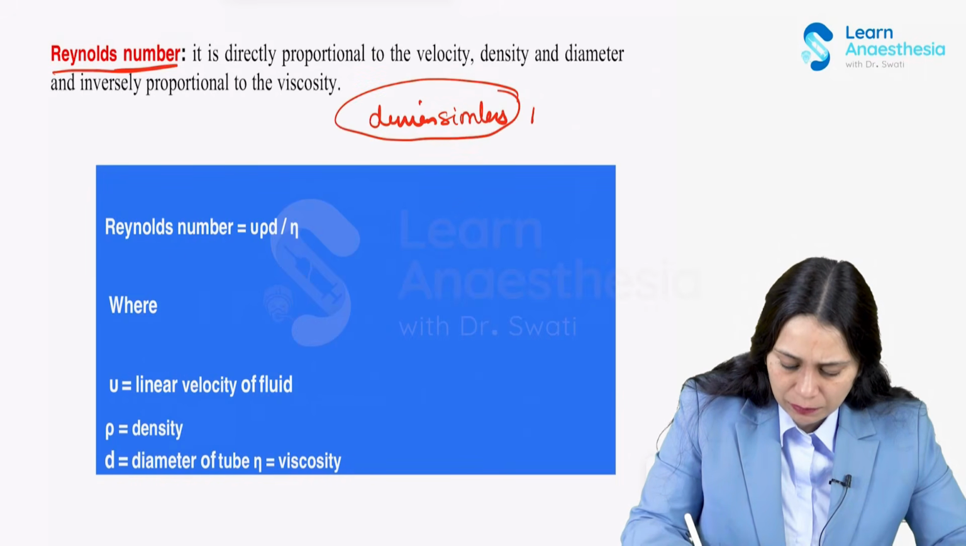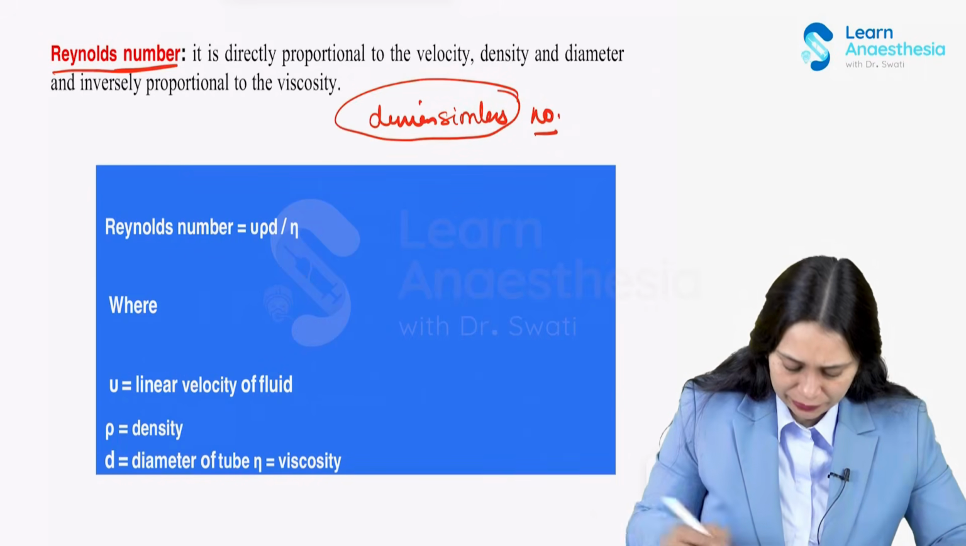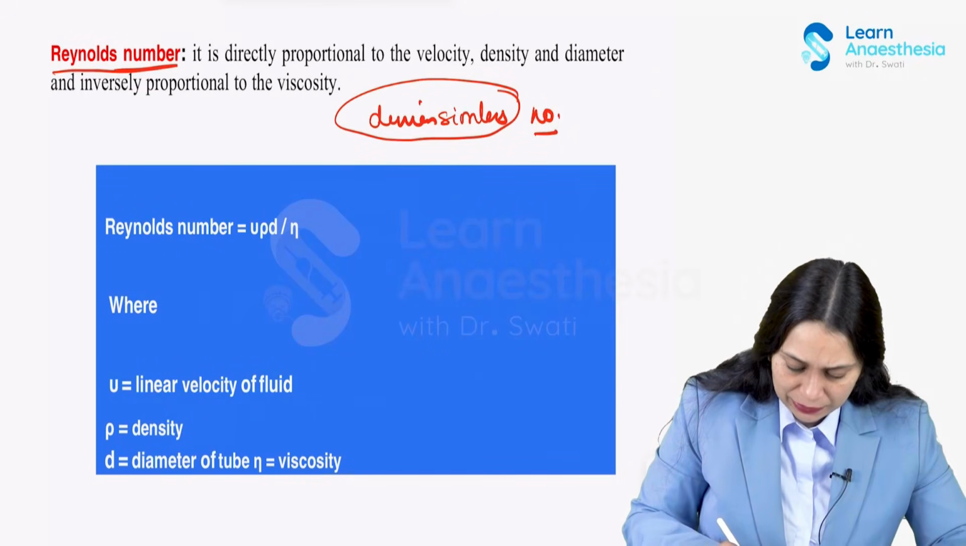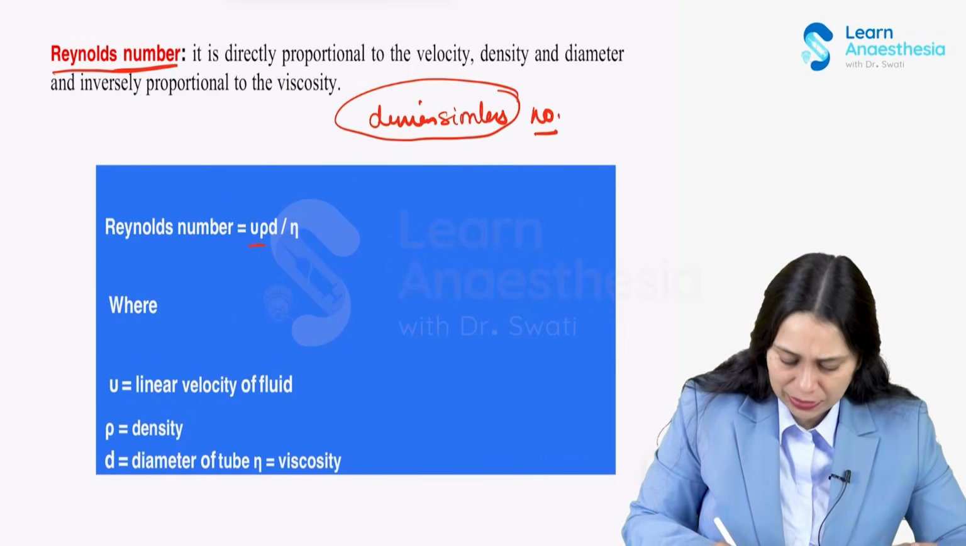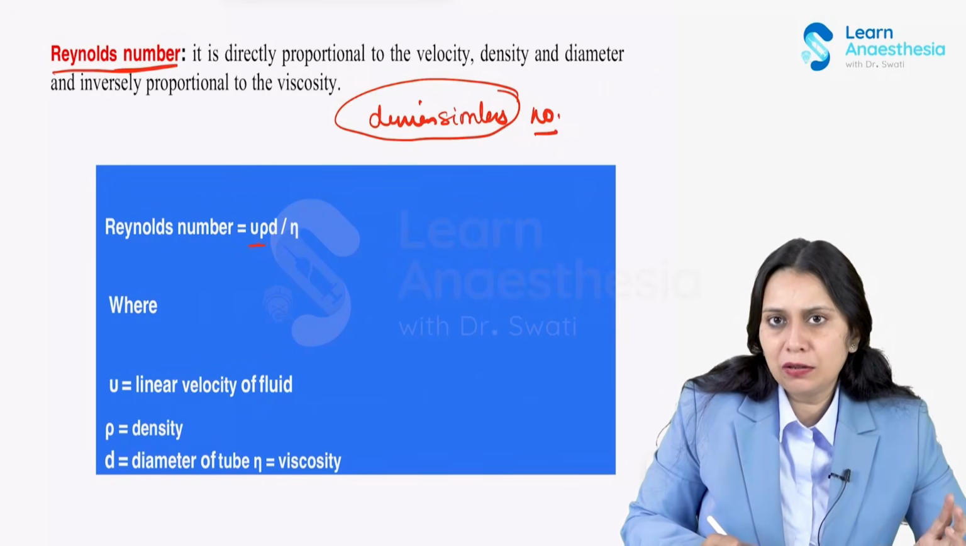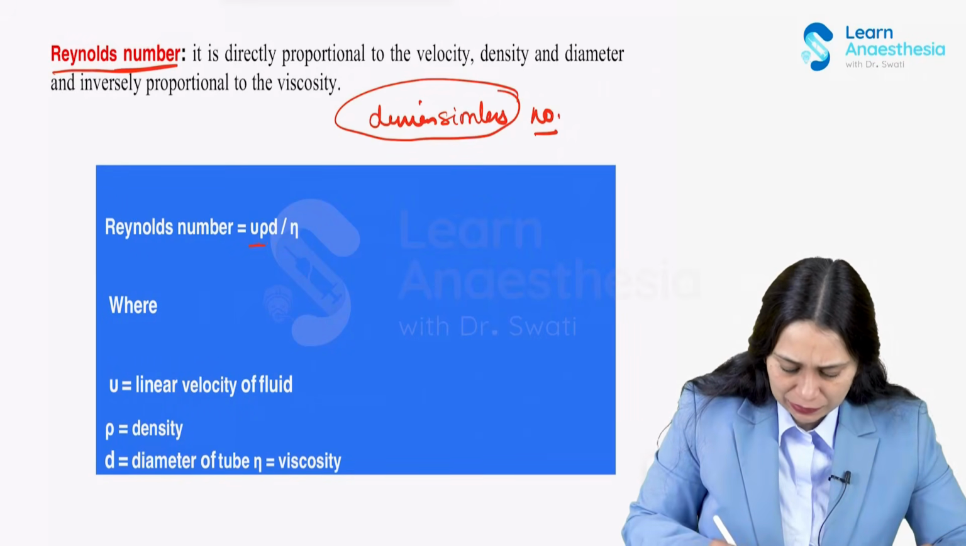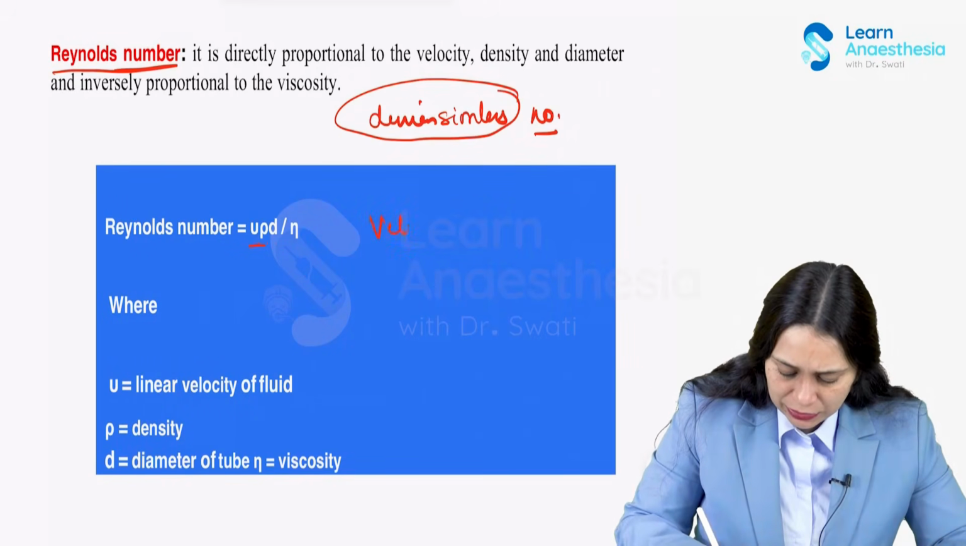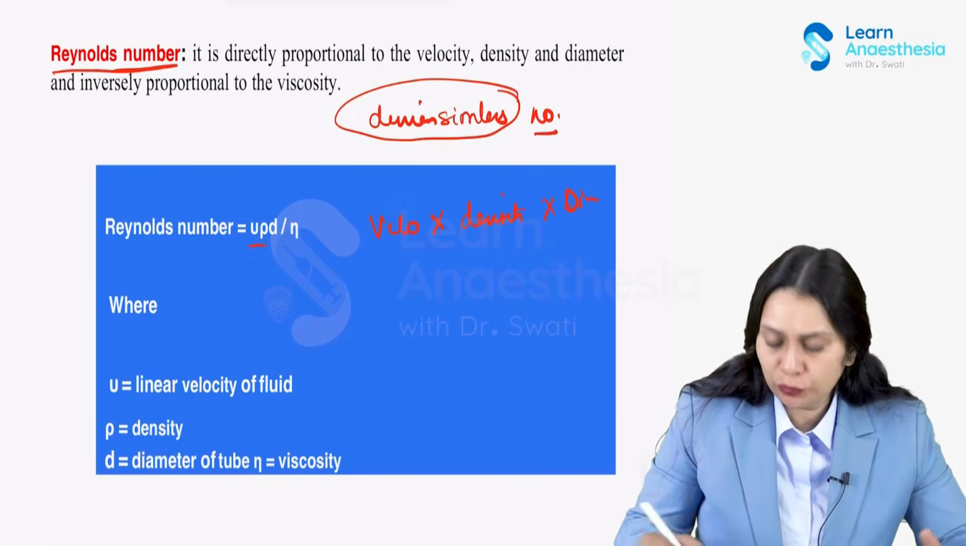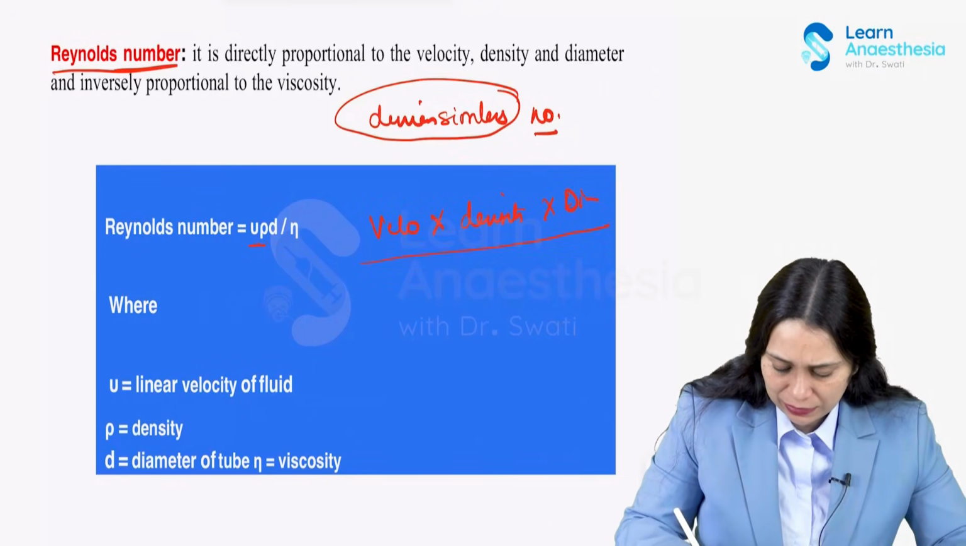It's a dimensionless number which is calculated by multiplying the velocity of the gas by the density by the diameter of the tube through which it is passing, and dividing by the viscosity. So it is velocity multiplied by density multiplied by the diameter of the tube through which it is passing, divided by the viscosity. This is how we calculate the Reynolds number.